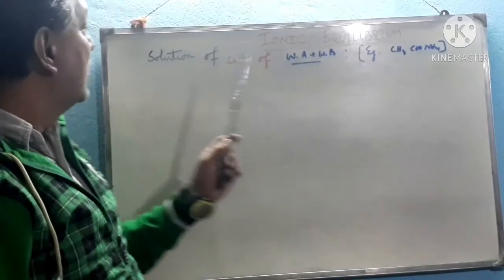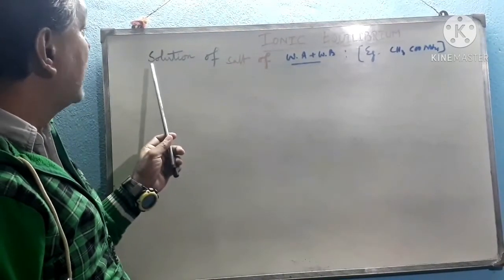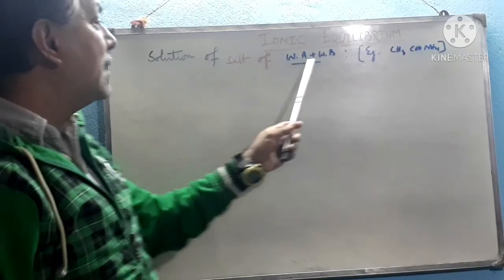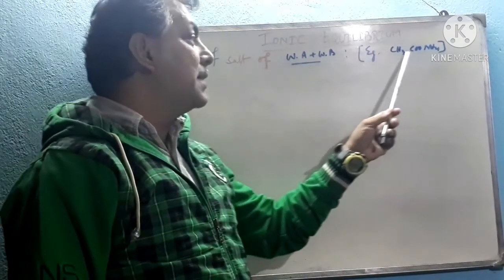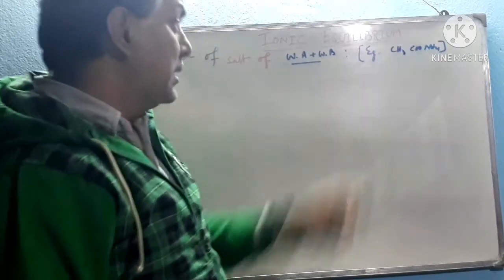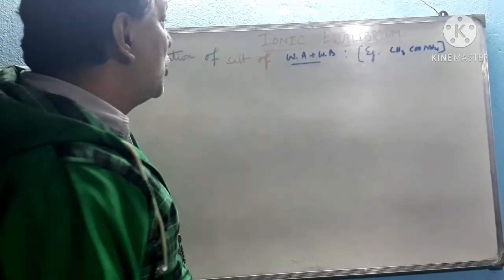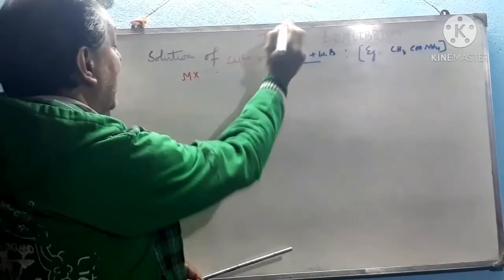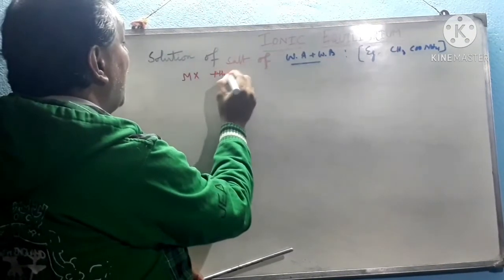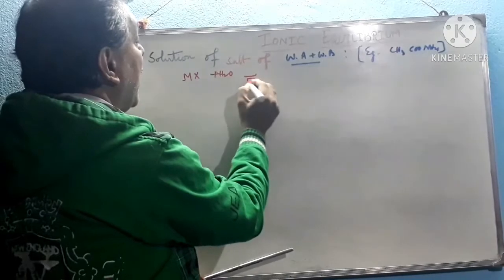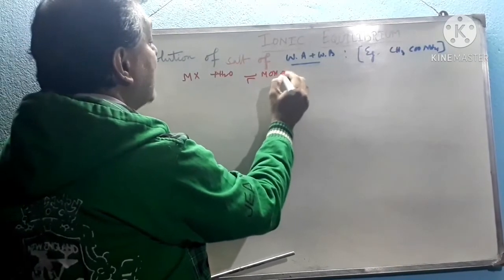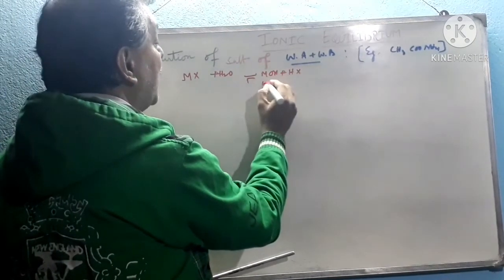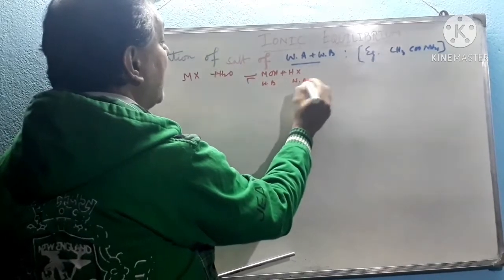Now I am showing the hydrolysis of a solution of a salt of weak acid and weak base. Example: CH3COONH4. This is a salt of weak acid and weak base. Suppose here MX is a salt of weak acid and weak base. It dissociates in its aqueous solution to form MOH plus HX, and both of them are weak. So it is a weak base, and it is also a weak acid.